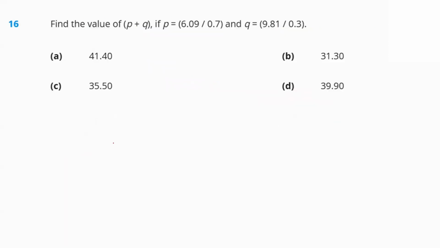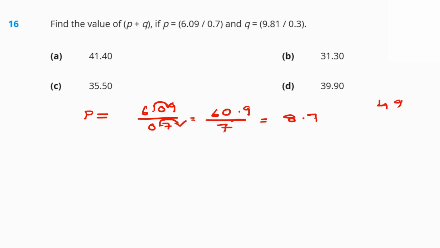Moving on to next question, number 16. P plus Q we need to find, where P's value is given and Q's value is given in the form of an expression. So first we need to simplify for P. If we just divide 6.09 divided by 0.7, we can shift the decimal one place, 60.9 divided by 7. 7 8s are 56, 4 remains, 49, so it becomes 8.7.